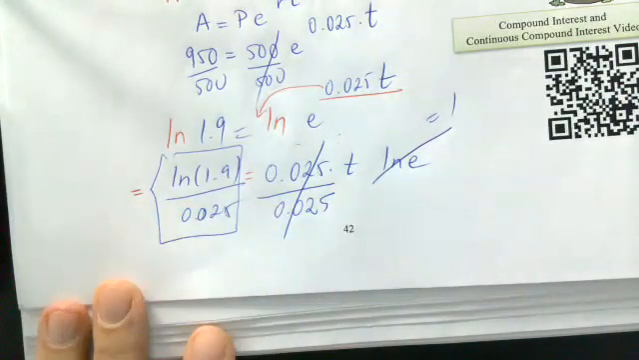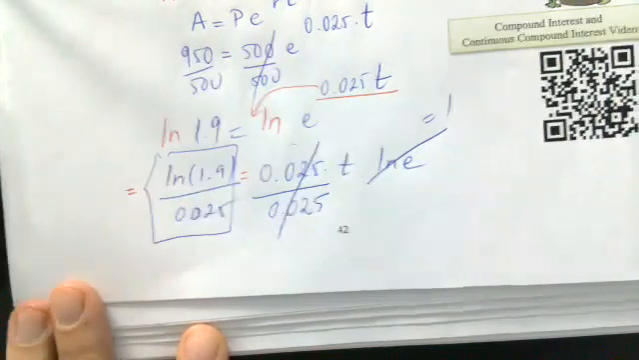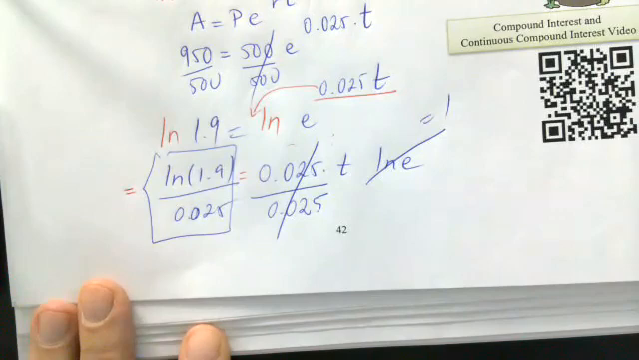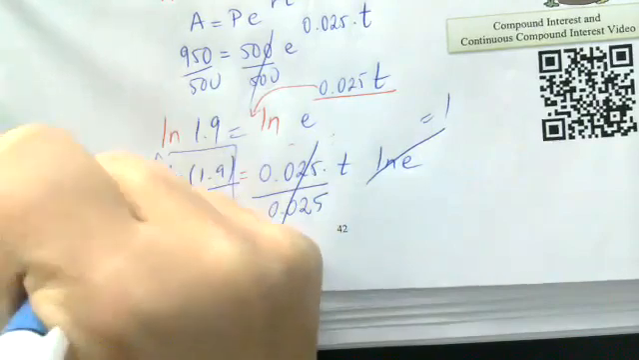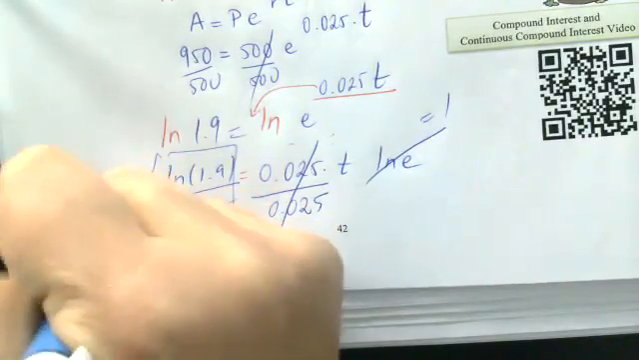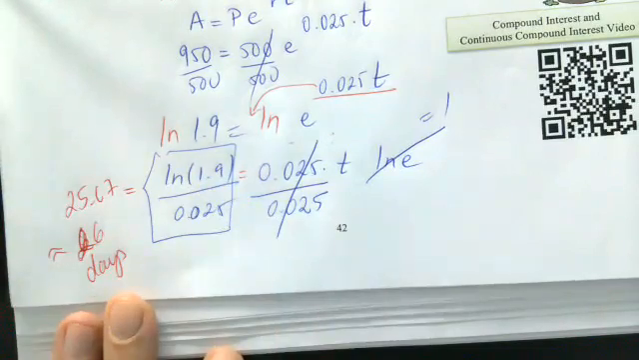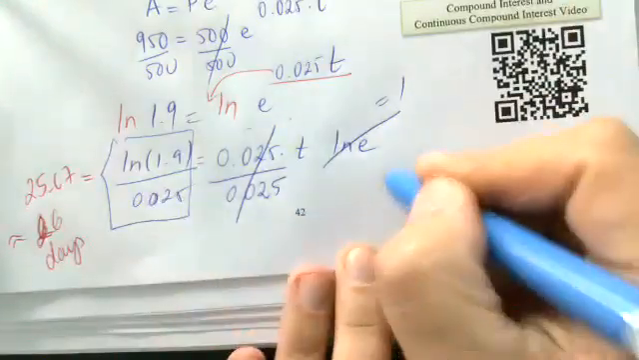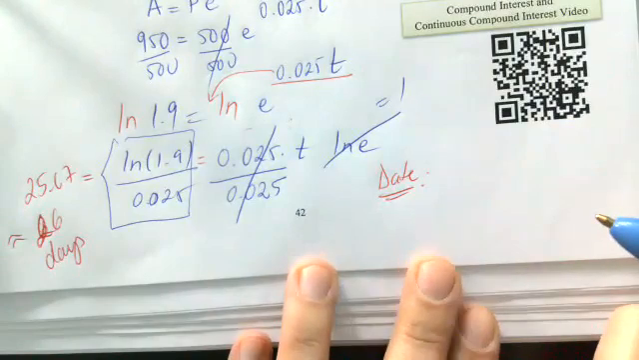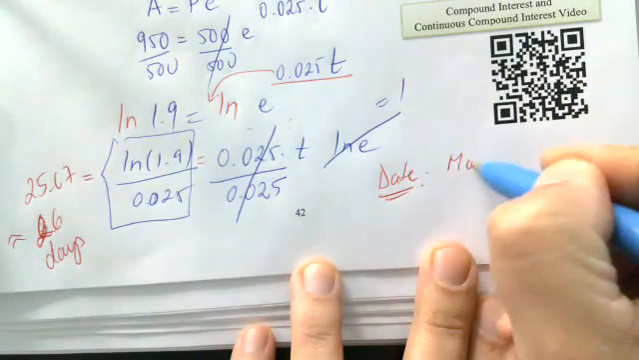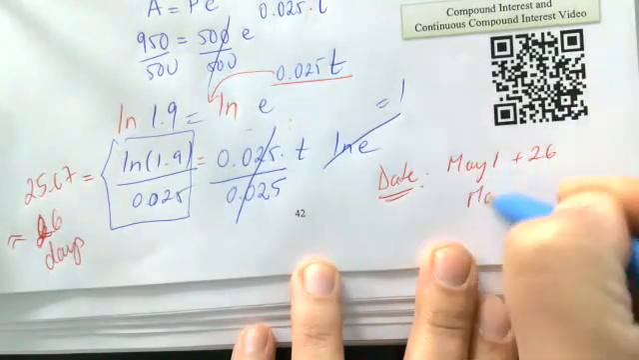So you're going to do ln of 1.9 divided by 0.025. So approximately 26 days, right? Make sense? So now, the date. May 1st plus 26 days. So May 27th.